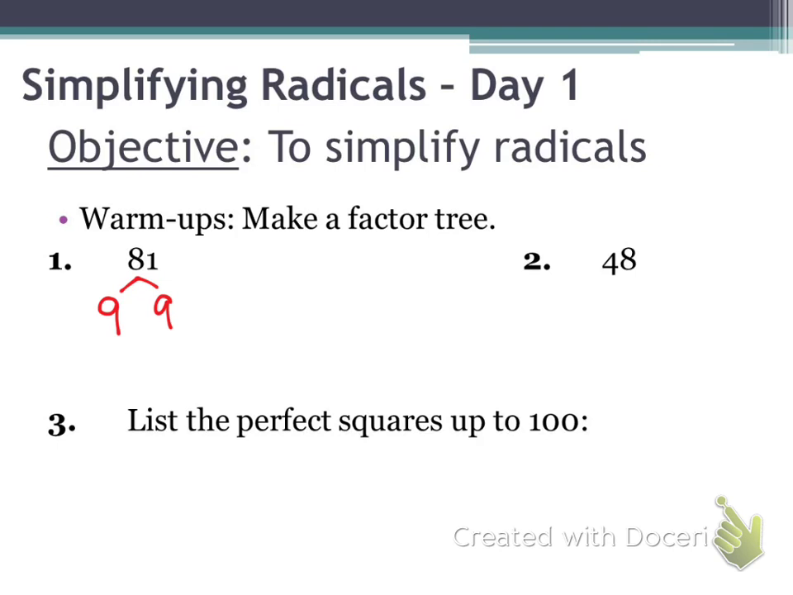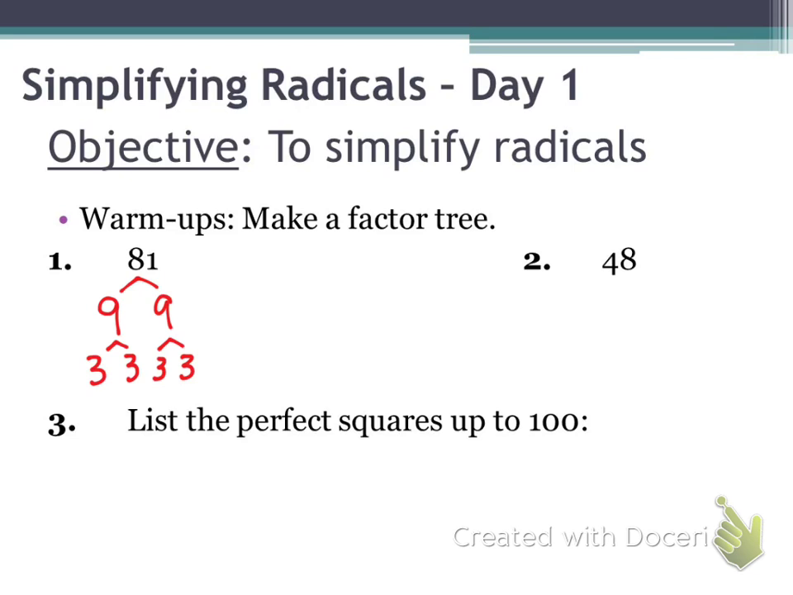And we keep on breaking down these numbers until we cannot break them down anymore. So our 9s can both break down into what? 3 and 3. Can those 3s break down? No. So we are done making our factor tree. It just says make a factor tree. We don't have to worry about writing out the prime factorization or crossing anything off. They just want the tree.